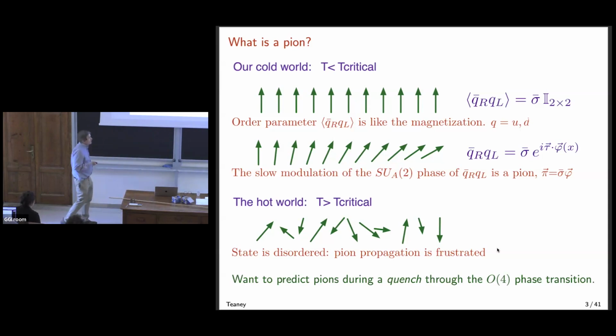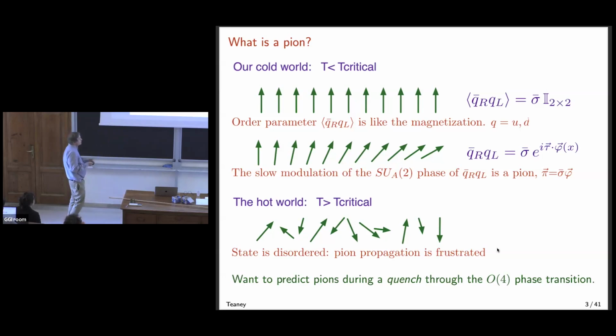Of course, above TC, there's no vacuum state. It's not a magnet at all. It's just some random directions. And then, of course, there is no pion. The pion propagation is frustrated.